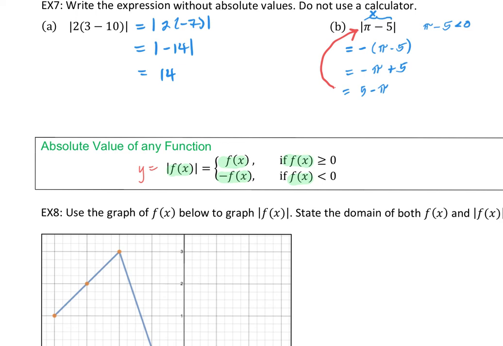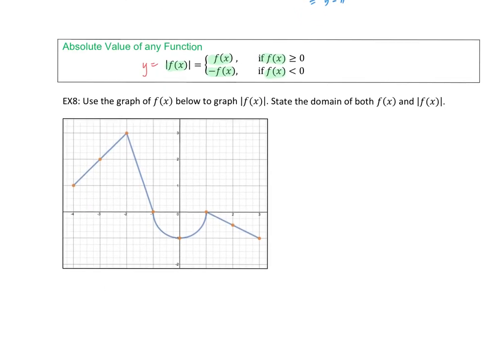That just means that graphically, all of the y values below the x-axis will flip up and become positive, and they'll be above the x-axis. We're going to look at that idea in example 8. We're going to use this graph, and this is our function f of x, to graph the absolute value of f of x, and we're also going to state the domain of both f of x and the absolute value of f of x. Before I even graph the absolute value of f of x, I'm going to write the domain and range for f of x before I start drawing all over it.